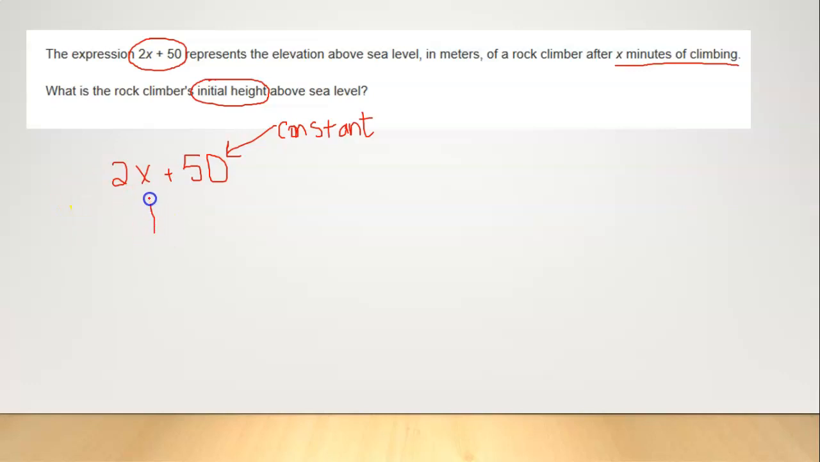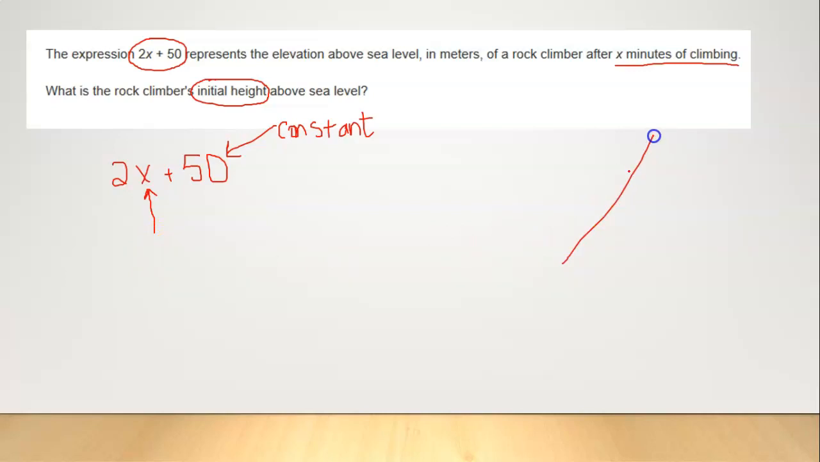So depending on how many minutes they've climbed, where x is the number of minutes, it's going to change how high they are above sea level, right? That makes sense. If you're climbing up a wall and you've been climbing for a minute, you get a little further. Let's say you climb for 20 minutes. You're obviously higher. So your height is going to change based on how long you've been climbing.